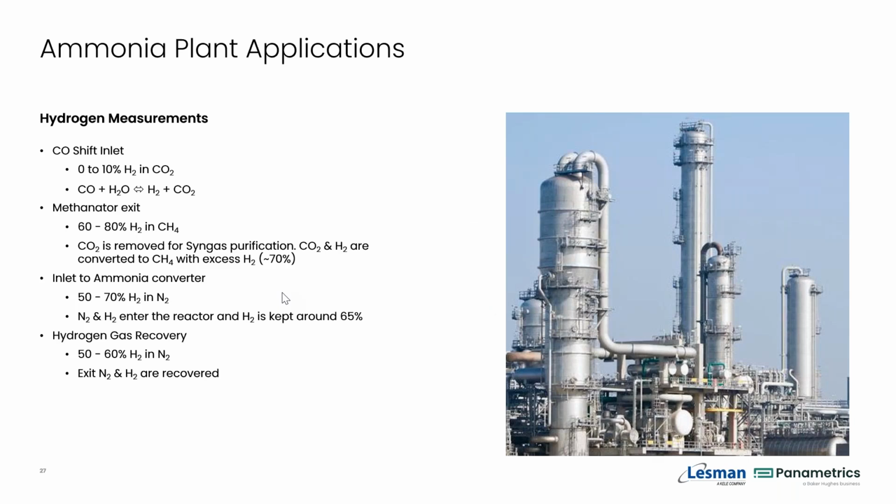And then the ammonia plant applications are very similar here too. You have a carbon monoxide shift inlet where you're measuring 0 to 10% hydrogen and carbon dioxide. You're measuring 60 to 80% hydrogen and methane in your methanator exit. CO2 and hydrogen are converted to methane, as you can see here. The inlet to the ammonia converter, 50 to 70% hydrogen and nitrogen. And then hydrogen gas recovery is going to be 50 to 60% hydrogen and nitrogen.